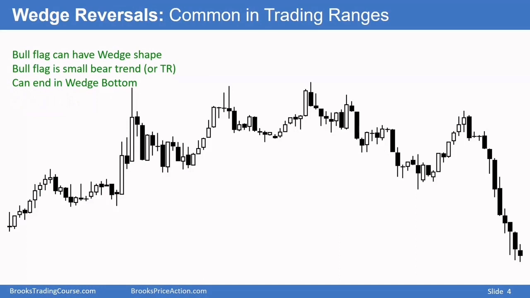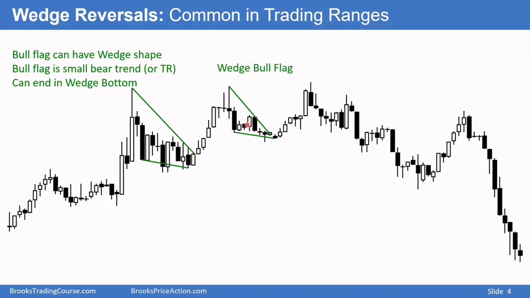Reversals in trading ranges are common, and a lot of the patterns are wedges. We have a bull breakout here, and then we have a small bear trend that's not falling very far, but this bear trend, this bear channel, I would call it a wedge bull flag, and we got a bull breakout. The pullback ended, or the pullback was a wedge bull flag. And that's true here as well.